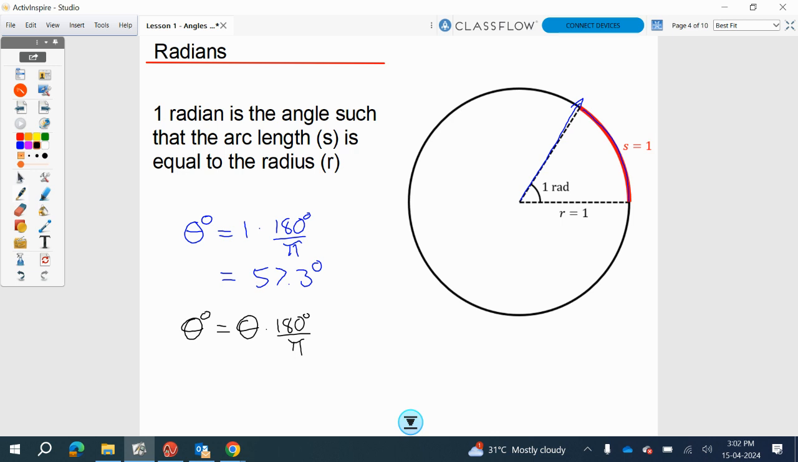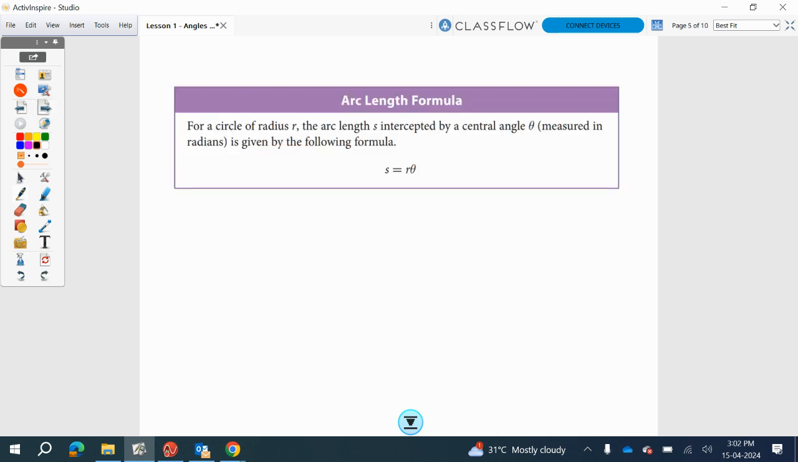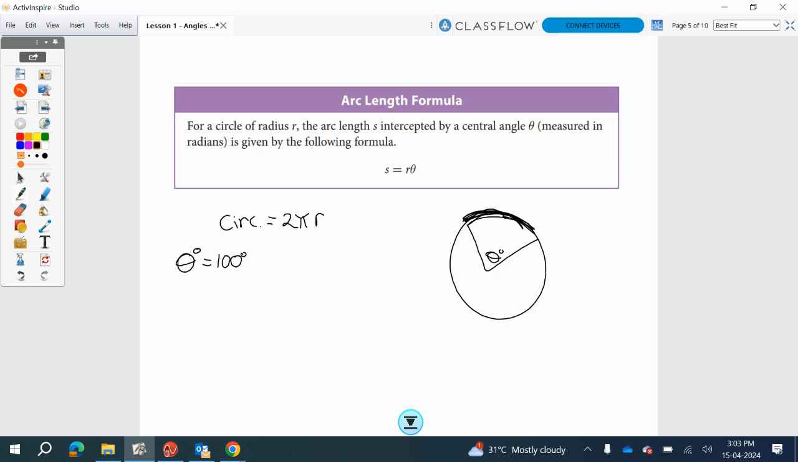If we're looking at the arc length of a circle, so if this distance here is called the arc length, well, it's always a fraction of a rotation. So if the circumference of a circle is equal to 2 pi r, and we have theta in degrees here, we want to know how long this section is. Let's say, for instance, theta in degrees is equal to 100 degrees. How long would the arc length be if this is r?